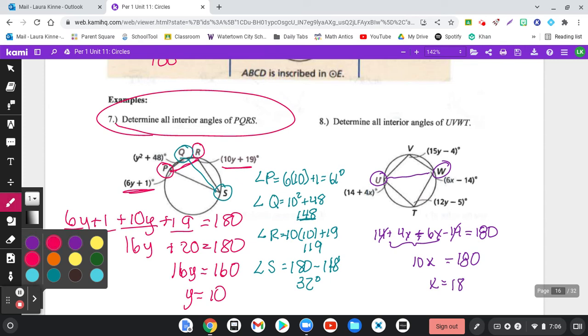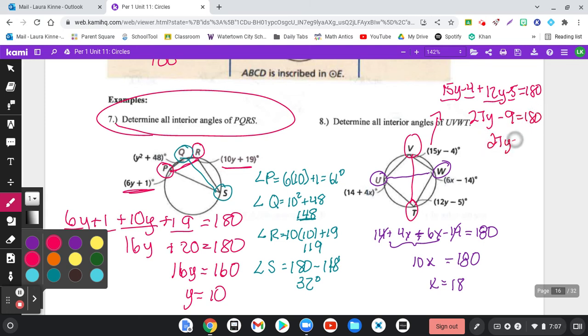For the y values, you'll go the same way. T and V are going to add up to 180. I'll do this one up here. So we have 15y minus 4 plus 12y minus 5 equals 180. And again, just solve. That's going to give us 27y, and this is going to give us negative 9. Add 9 to both sides. 27y equals 189. And then divide by 27, and we get y equals 7. And then you would just substitute in to find each angle.